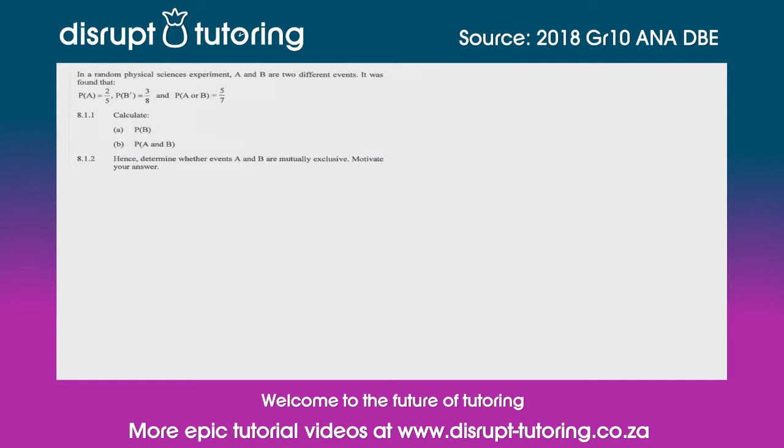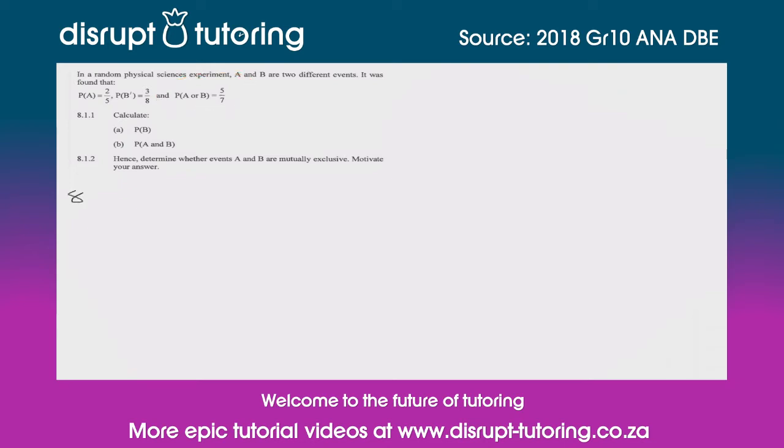Today we're going to deal with a probability question, and with that in mind, we're going to dive straight into it. So they've said to us, in a random physical sciences experiment, A and B are two different events. It was found that the probability of A occurring is 2 over 5, the probability of B not occurring is 3 over 8, and the probability of A or B occurring is 5 over 7.